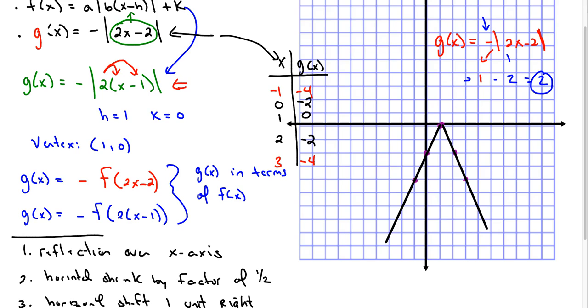All right, let's do another example. We'll make this one a little bit more challenging. This next example, I want to show you each transformation. Right? So let's start with our parent function. F of x equals the absolute value of x, and let's go g of x equals the absolute value of x minus 1 plus 2. Let's go there first.